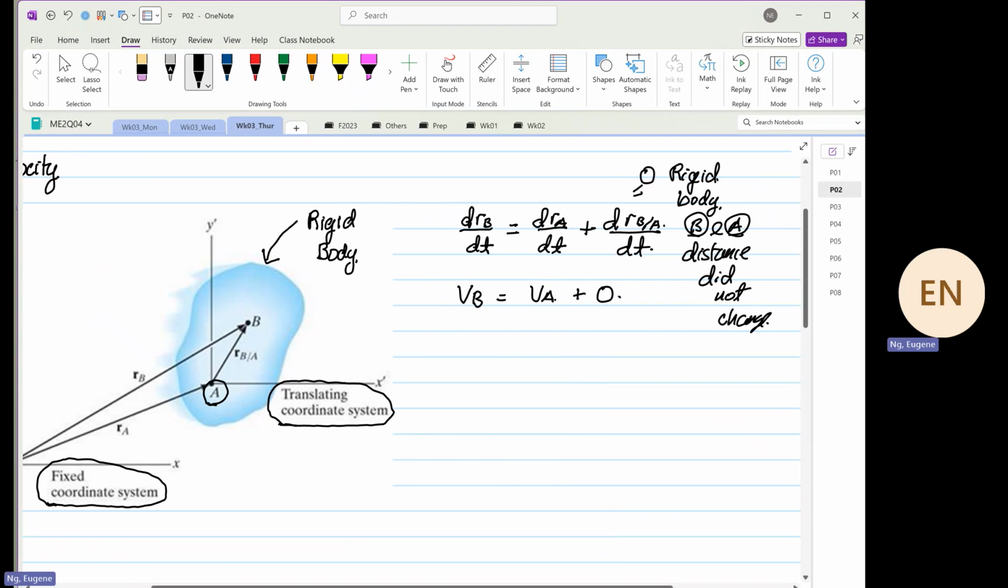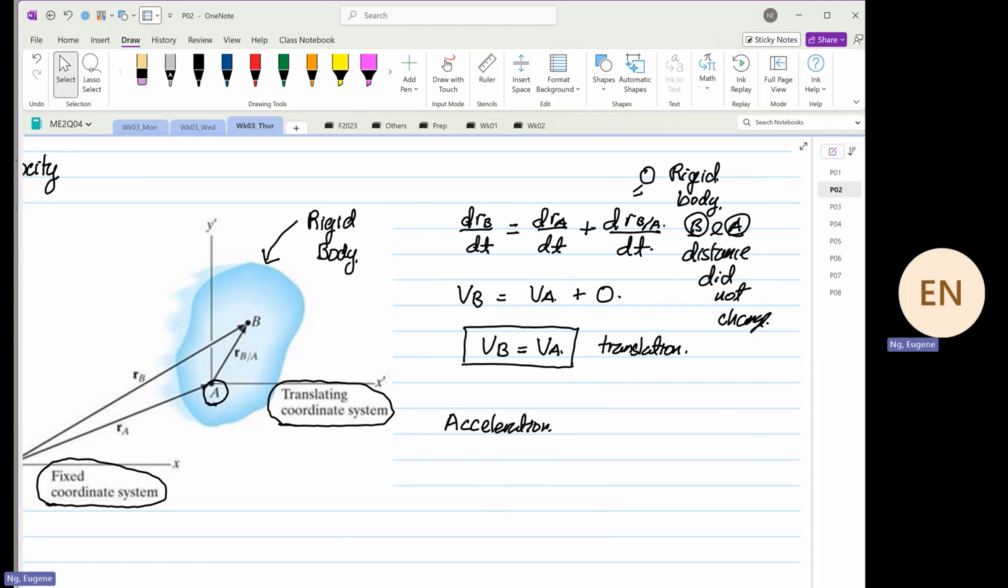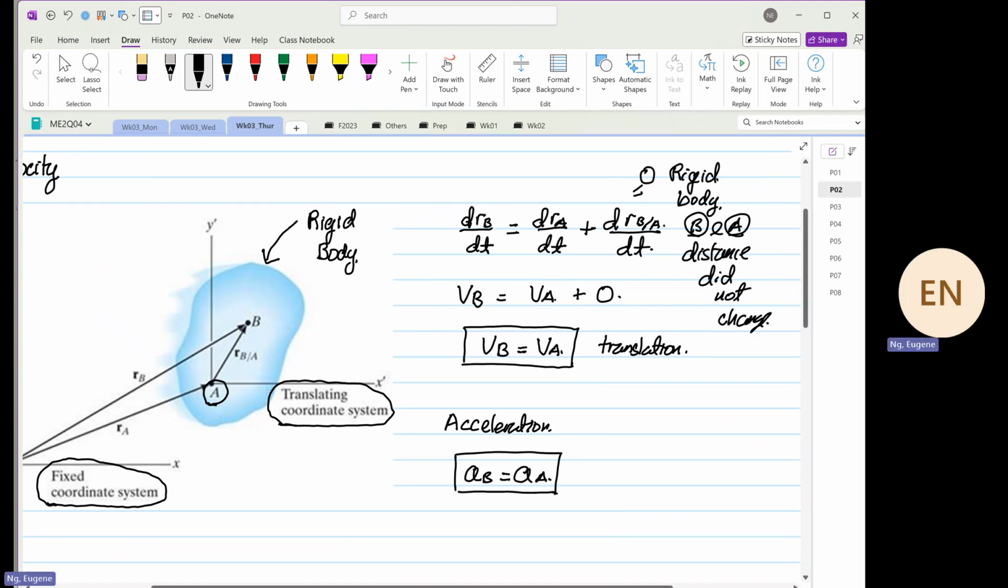So therefore, from here, we realize that in translation, velocity at point B is equal to velocity at point A. And this is only true for translation. Likewise, in terms of acceleration, small a at point B is equal to acceleration at point A.